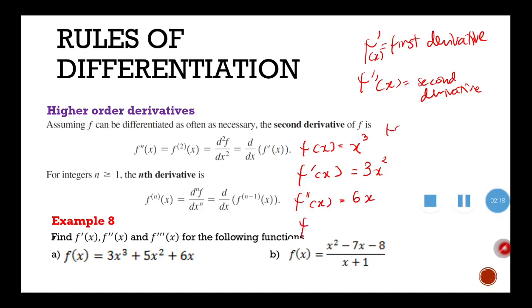And how to get f triple prime x? Derive 6x and you will get 6. This one should be df over dx, and this is d squared f over dx squared, and so on.